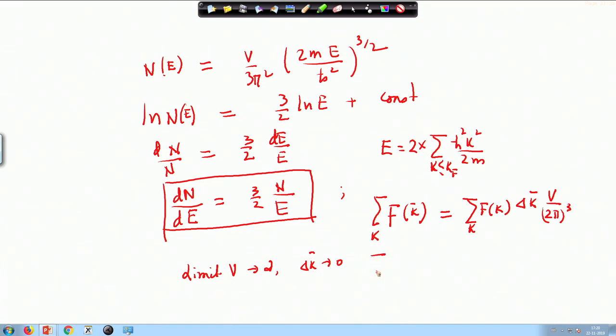Then you can write this as the sum over k of f(k) equal to f(k) delta k V by (2 pi) cubed, which becomes the integral d^3k by (2 pi) cubed into V times f(k).